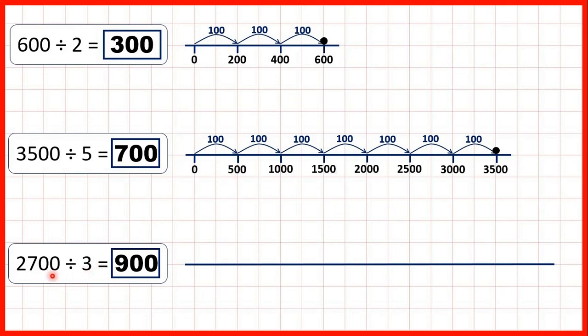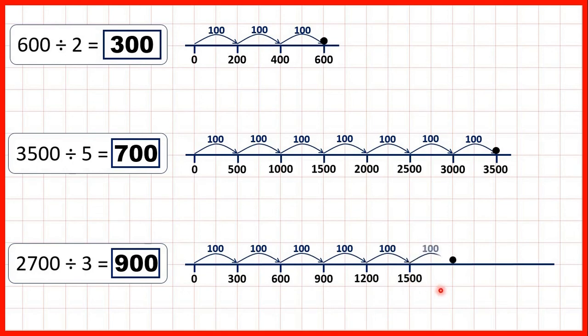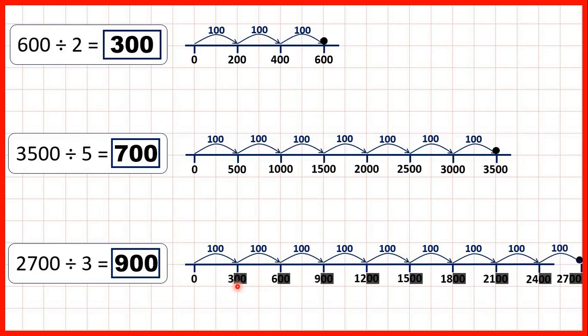So now, for 2,700 divided by 3, we can count 100 steps of 3 to take us to 300. Another 100 steps of 3 would take us to 600, then 900, 1,200, 1,500, 1,800, 2,100, 2,400, and then 2,700. So counting in steps of 300 is just like counting in steps of 3. And we can see that we've made 100 jumps of 3 9 times, so that's why our answer is 900.